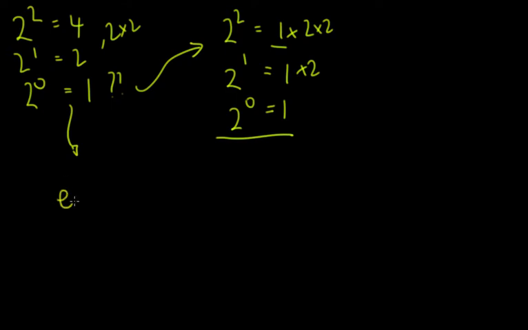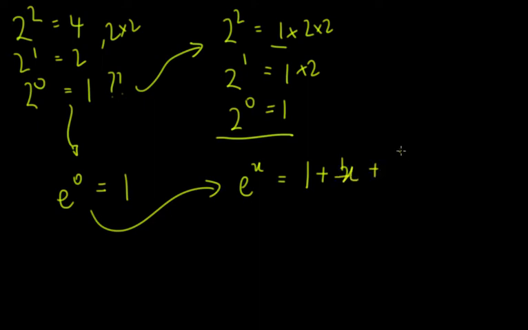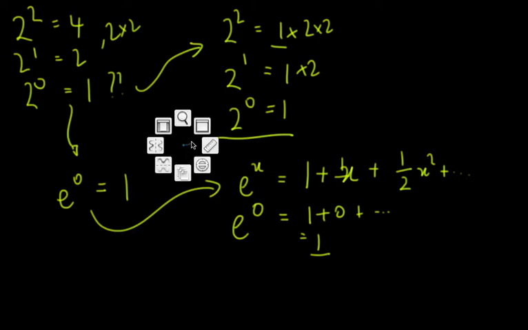In the same way, e to the power of 0 is also equal to 1, but my teacher at the time gave us a better idea. You can express e to the x as a polynomial: 1 plus x plus a half x squared, and so on and so forth. So if you evaluated it, e to the 0 will just be 1 plus lots and lots of zeros, which is still just 1. Wow, that's pretty unsurprising.